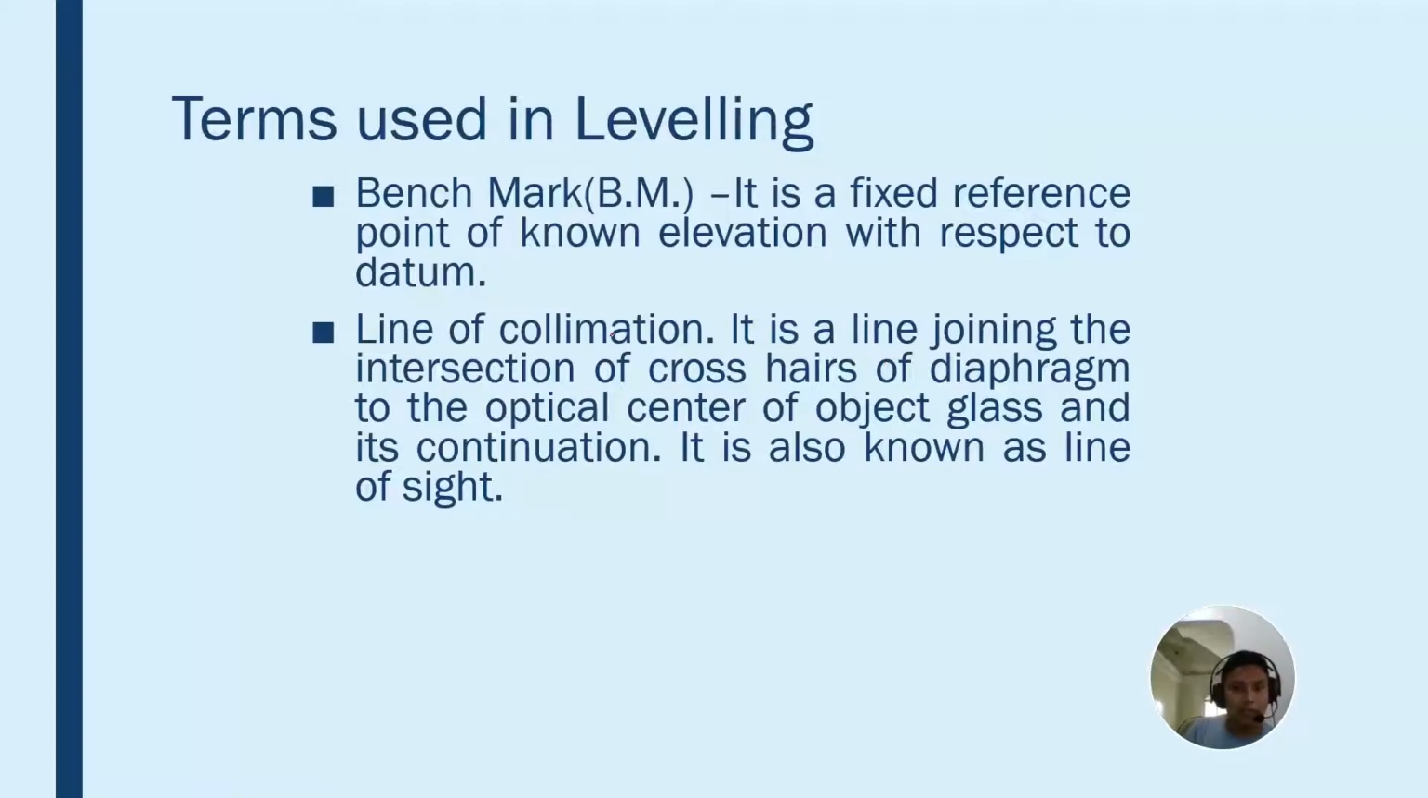Okay, and we have the line of collimation, or the line joining the intersection of crosshairs of the diaphragm to the optical center of the object glass and its continuation, and it is also known as the line of sight. So yun, kung ano yung nakikita natin sa ating instrument, sa ating level.